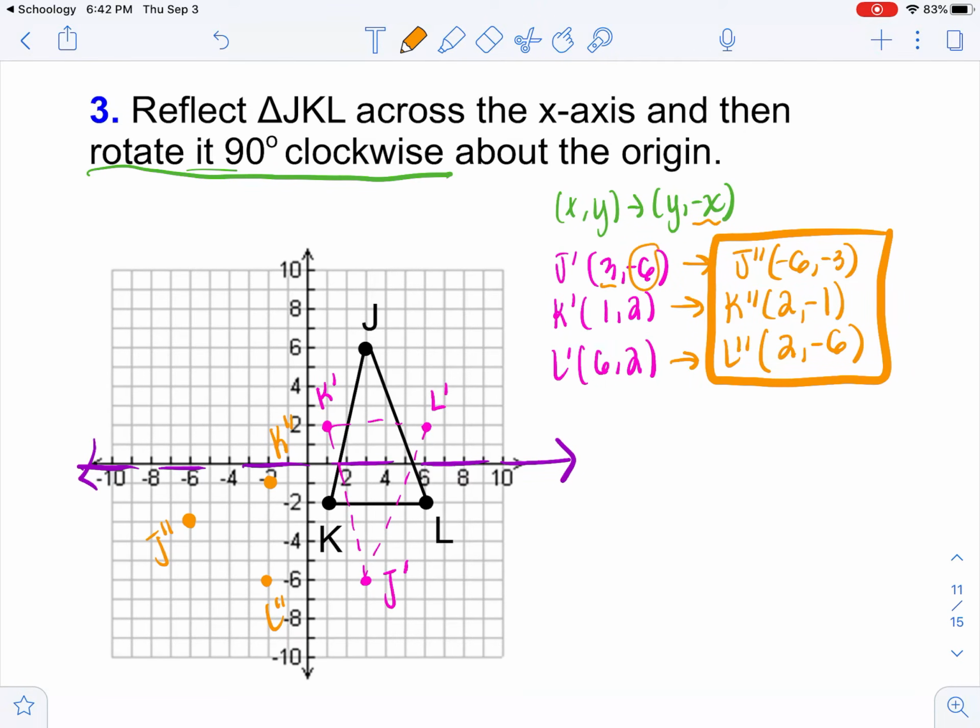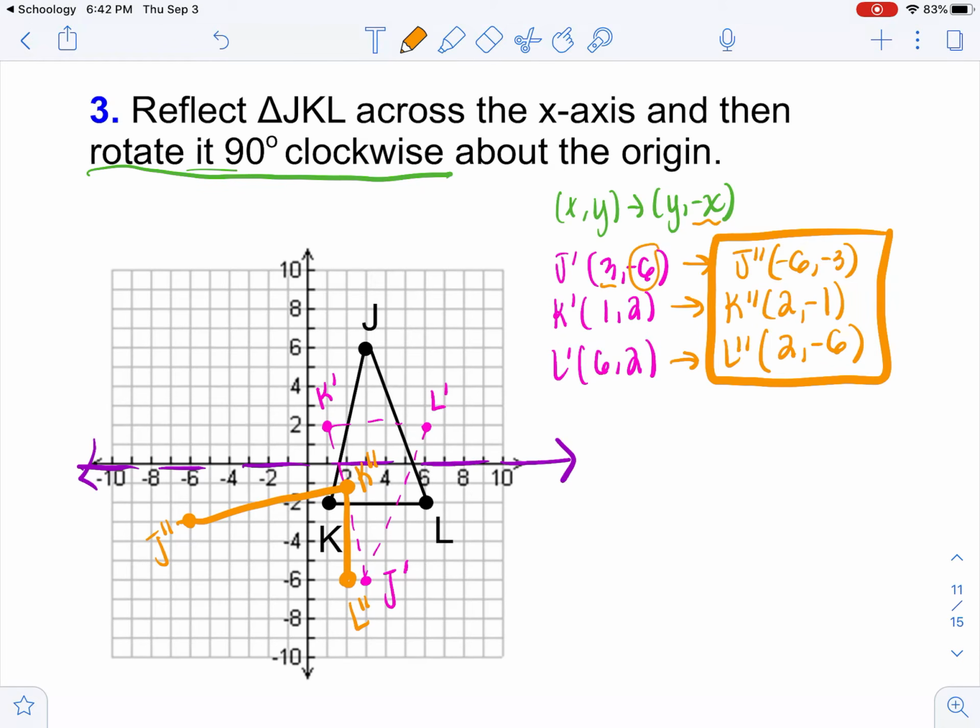Let's see if I graphed wrong first. Negative 6, negative 3. That's right. 2, negative 1. That's not 2, negative 1. 2, negative 6. That's not 2, negative 6. See, you can find your mistakes. 2, negative 1. 2, negative 6. That is K prime, double prime, and that's L double prime.